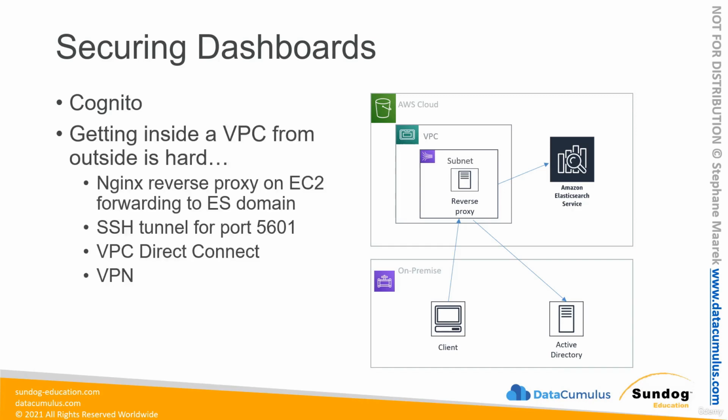One of them is to use a reverse proxy server, and that's what we're showing here in this diagram to the right. So Nginx is an example of a reverse proxy server that you could run on some EC2 host somewhere, and that would then turn around and forward your request to your OpenSearch domain within the VPC. You could also open up an SSH tunnel on port 5601, which is what the dashboard listens on. And other options for getting inside your VPC would include VPC Direct Connect, or just using a VPN to get in there.